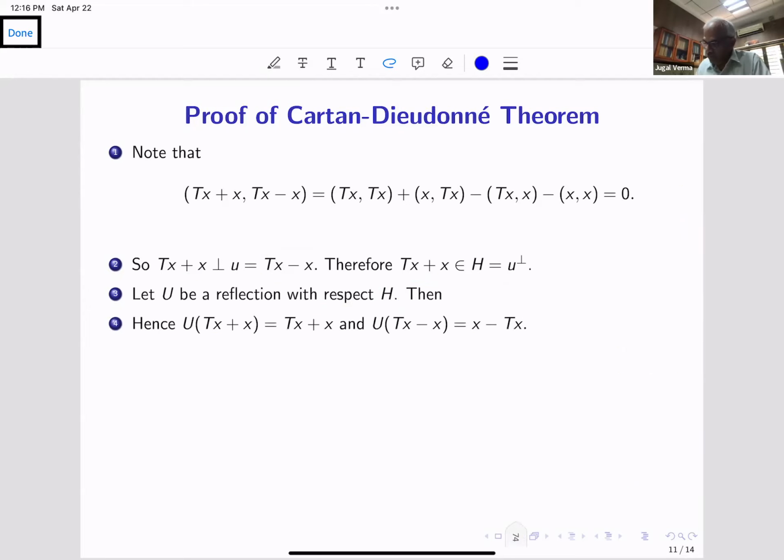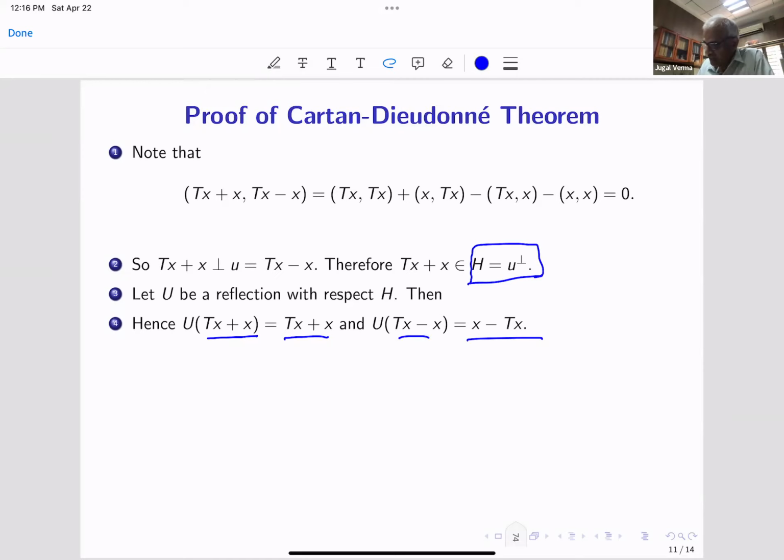So look at now the action of U on Tx plus X. Tx plus X was perpendicular to Tx minus X. So this reflection fixes this vector Tx plus X. And U on Tx minus X is X minus Tx, because that's how I am constructing this reflection. This reflection is with respect to the hyperplane which is perpendicular to U. So it is mapping Tx minus X to its negative, and Tx plus X is in the hyperplane, so it is mapping to itself.